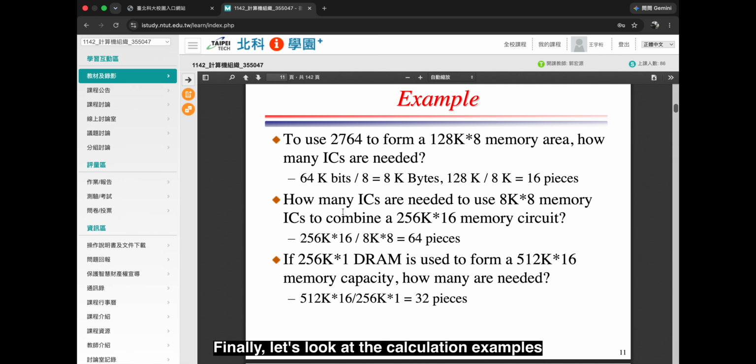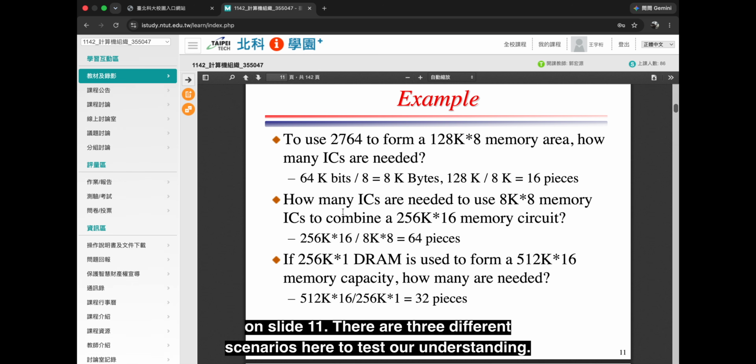Finally, let's look at the calculation example on slide 11. There are three different scenarios here to test our understanding. The first question asks how to form a 128K by 8-bit memory area using 2764 ICs.